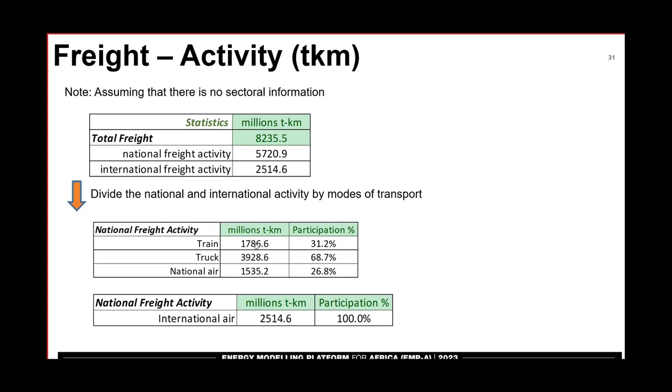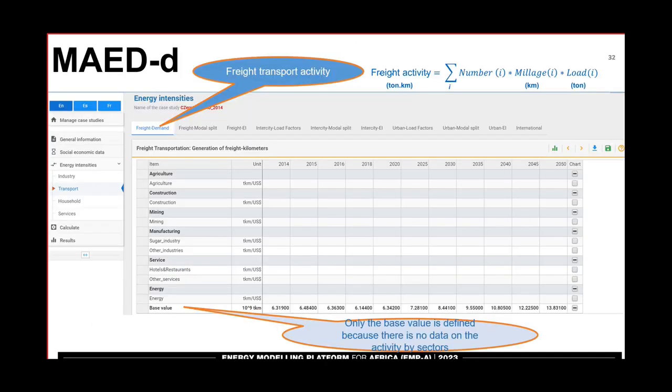That means, for example, here, this value, 1,786 divided by the total value, which is here 5,720. And then we have this 31%. And the same thing for the other modes, we will have this value and so on and so forth. So that is how we will split this activity to have this passenger kilometer.